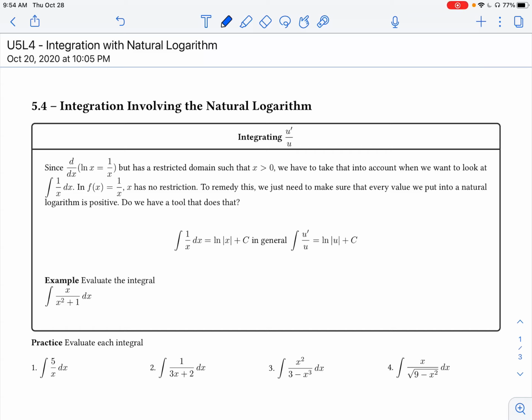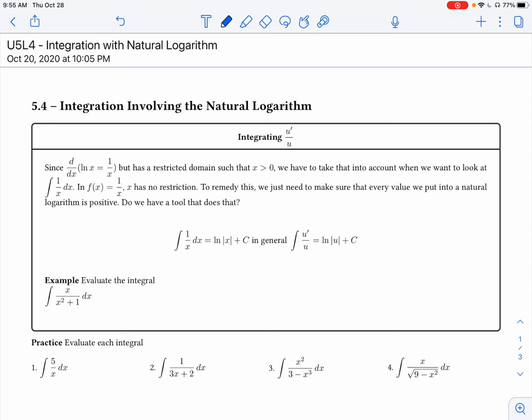At the beginning of this unit, we learned that the derivative of the natural log function is 1 over x, or the derivative of the natural log of some function, suppose we call that u, would be u prime over u. Now we want to look at integration involving the natural logarithm. So it would make sense that if the derivative of the natural log of x is 1 over x, the integral of 1 over x would then have to be equal to the natural log of x. But there is a catch.